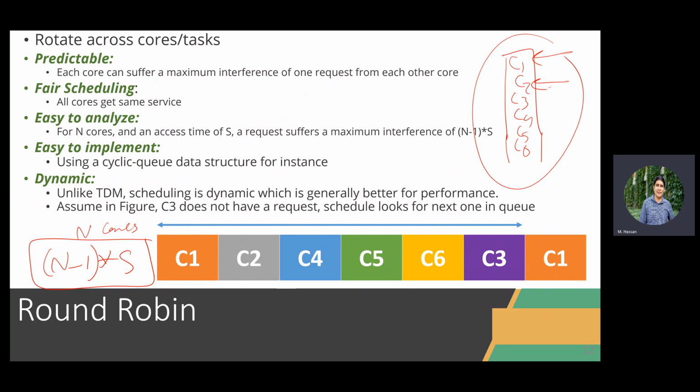What do you think might be the bad side of being dynamic? Something that TDM might have, but round robin will not have, based on this dynamic behavior. Well, TDM is static, which is bad in terms of performance. Round robin is dynamic, which is good for performance. But how might this impact us? What might be the bad side of being a dynamic schedule? Yes, that's correct. Round robin is also easier to decide because you already have the circular queue, so it doesn't take a lot of decision making. But there is one thing related to real time, not to the execution itself.